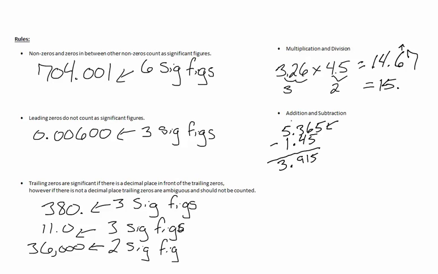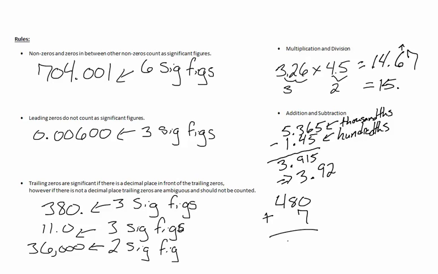So now we're looking at which number is least precise. So this goes out to the thousandths place, and then this number only goes out to the hundredth. So we're going to limit our answer, if we're keeping track of significant figures, to be 3.92, since we are only going out to the hundredths place. If we were to look at one more example, we did addition this time.